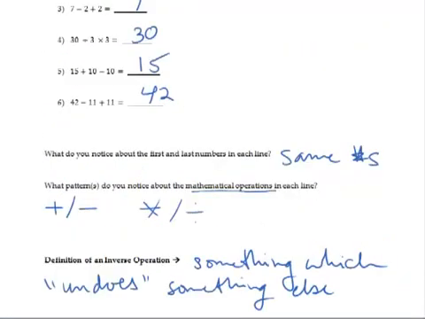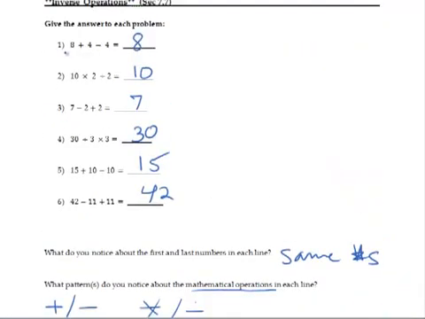So if you look again at our numbers here that we used, we started with 8, we had a plus 4 and then a minus 4, and it got us back to our original state. So we would say that the plus 4 and the minus 4 were inverse operations. We started with 30 and we ended up at the original state of 30. We'd say that dividing by 3 and multiplying by 3 are inverse operations.